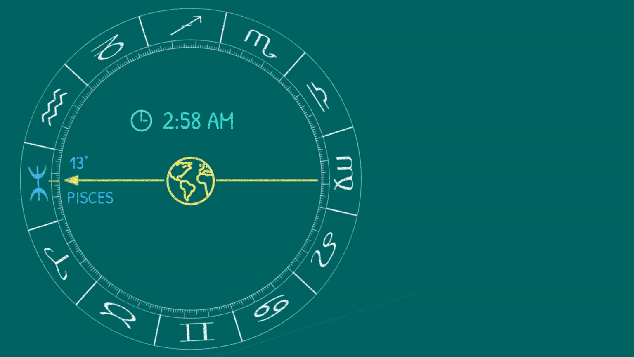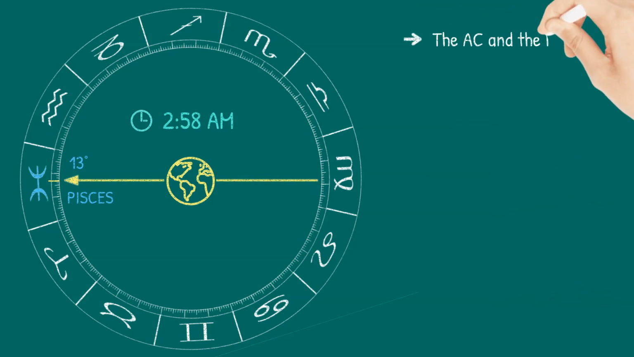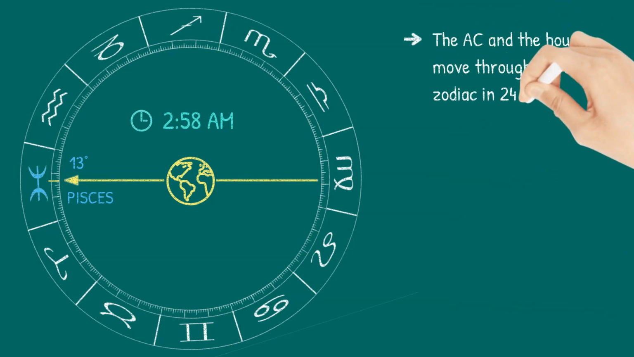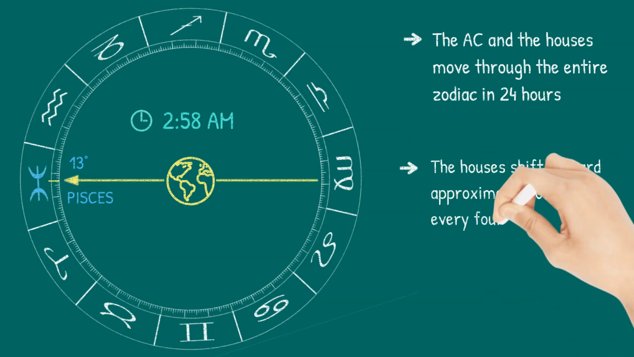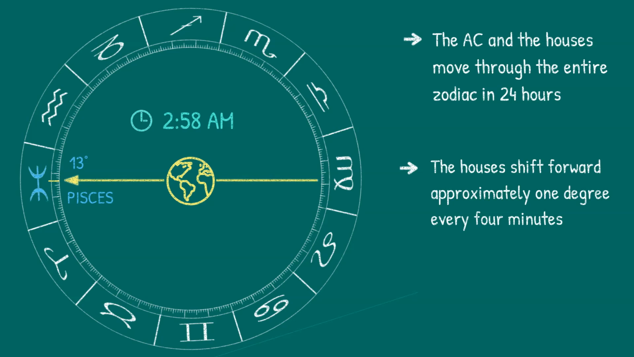So one can say that the ascendant and the houses move through the entire zodiac in 24 hours and shift forward approximately 1 degree every 4 minutes. This can be slightly different because the ascendant moves sometimes a little faster and sometimes slower. This is mainly due to the fact that the Earth is slightly tilted on its axis. But it moves through the entire zodiac in 24 hours, just like all the other houses in the birth chart.